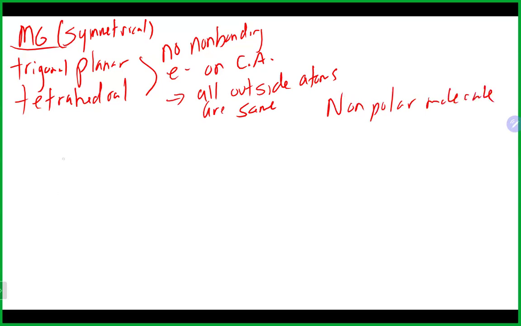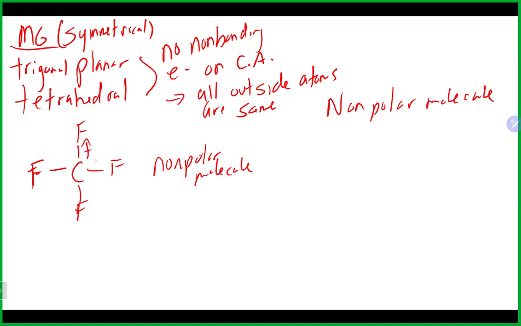So if we drew something like this, and again, I'm not going to draw the dots on the fluorines here. I look at the central atom, no dots, everything on the outside is the same. That's going to be a nonpolar molecule. It does have polar bonds, right? Heading towards the fluorines in each of these cases. But because of the symmetrical geometry, they're all going to cancel each other out, and you will get a nonpolar molecule.